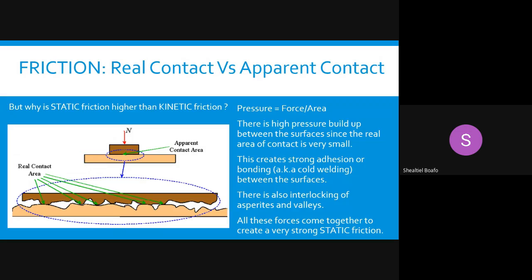So this is the part where we see the items that actually get the two surfaces to be in static friction, so that when a force is applied, the body does not move. And this is also what makes the difference between static friction and kinetic friction, because this is creating the static friction, which is making the static friction higher than the kinetic friction. So these are the factors that make the static friction higher than the kinetic friction.